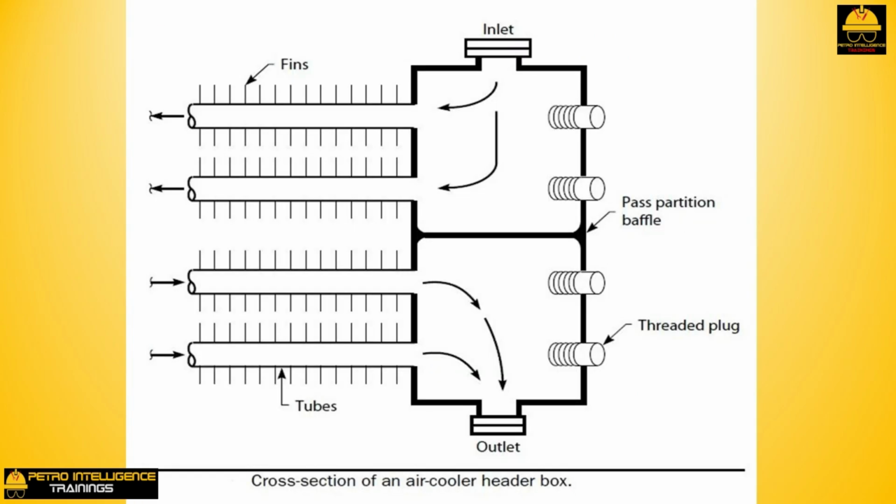Allow me to rotate the air cooler header box shown in picture by 90 degrees and display a cross-sectional view in picture. Note that the plugs are not connected to individual tubes. Unscrewing a plug just gives one access to the end of a tube for cleaning purposes. Proper cleaning of an air cooler tube requires removing two plugs.